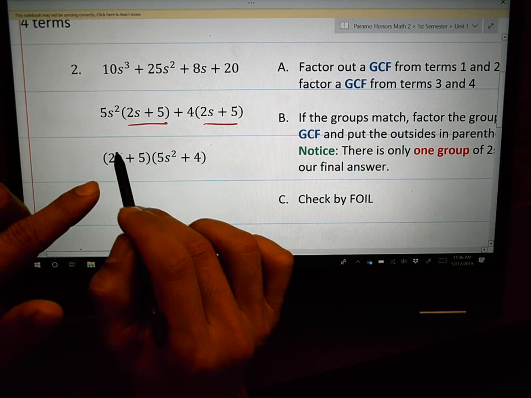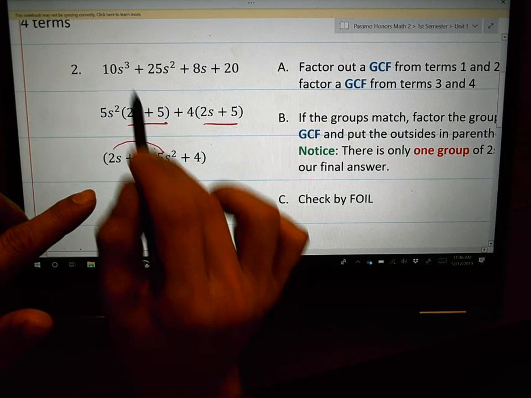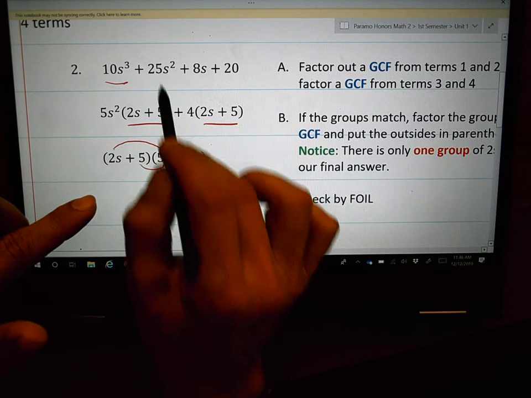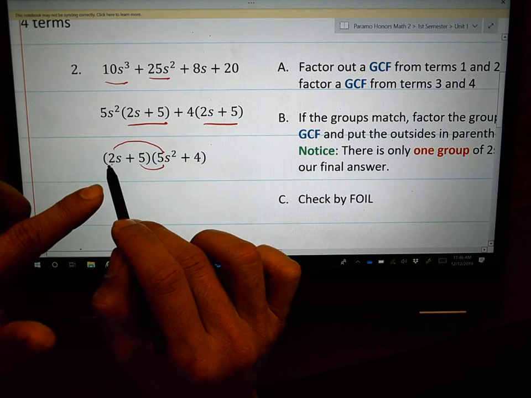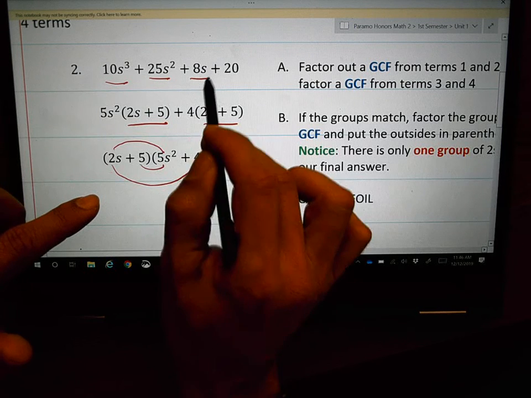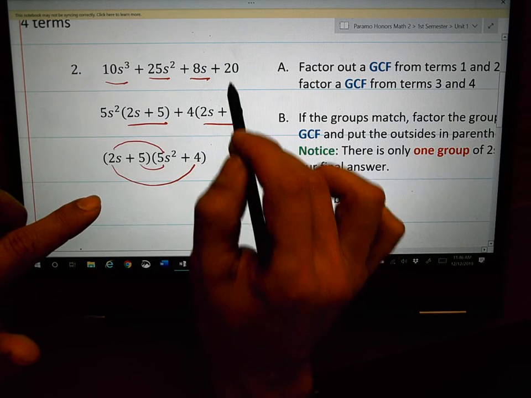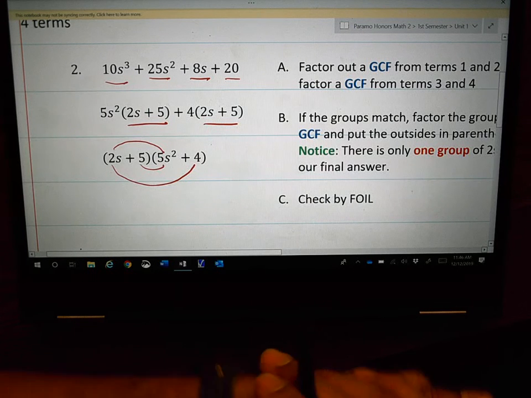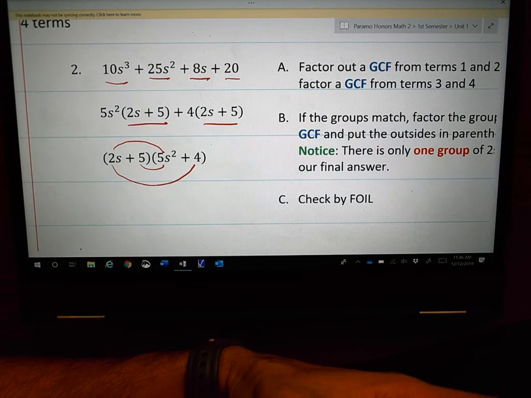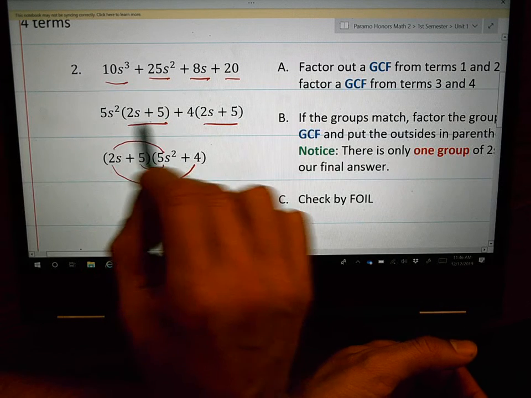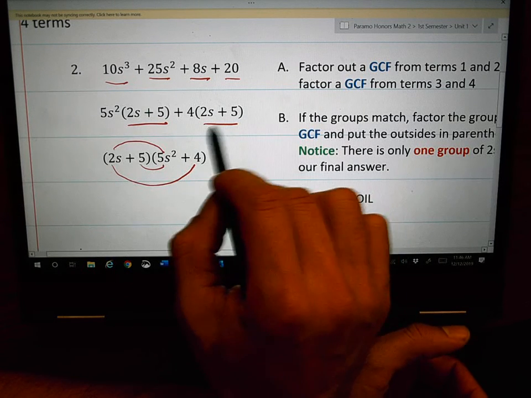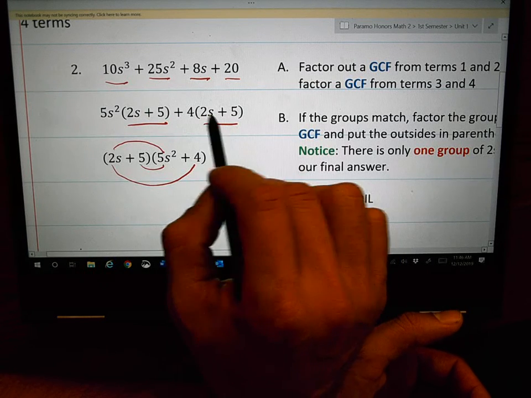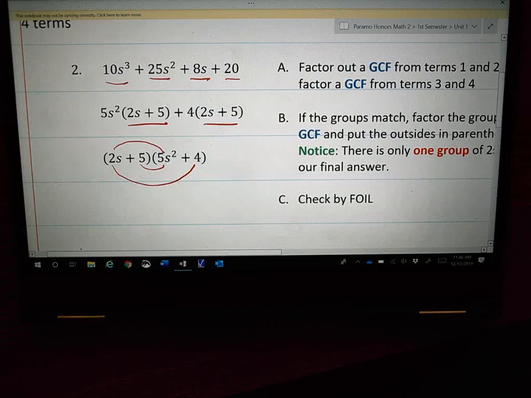If you foiled this out, you would find that it's still equivalent to the original quantity. Factor by grouping is where you take 4 terms, looking for a GCF from the first 2, looking for a GCF from the 3rd and the 4th, and making sure that they match. If they don't match, try pulling out a negative. And sometimes that helps a lot.